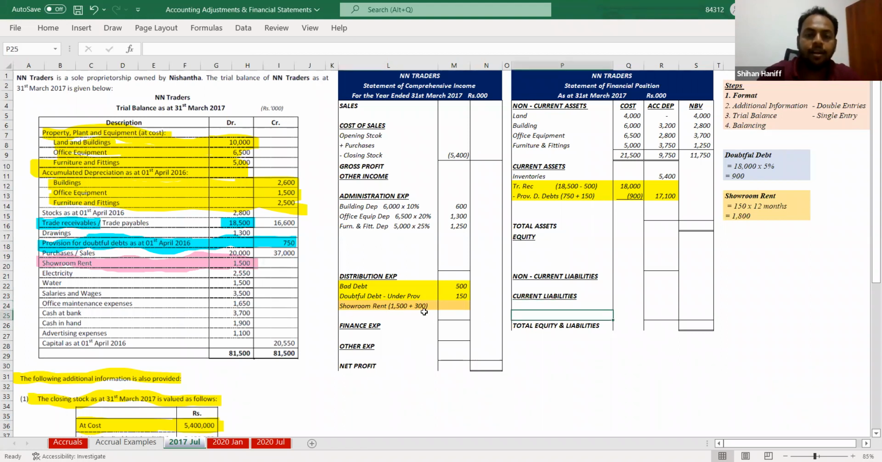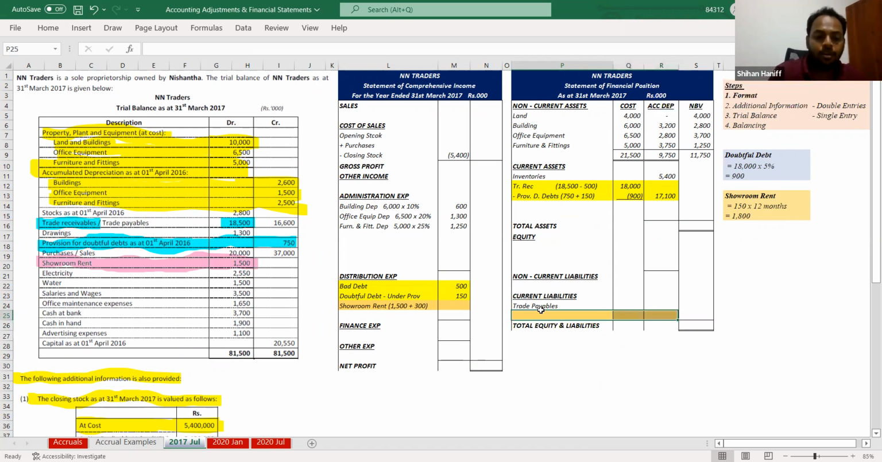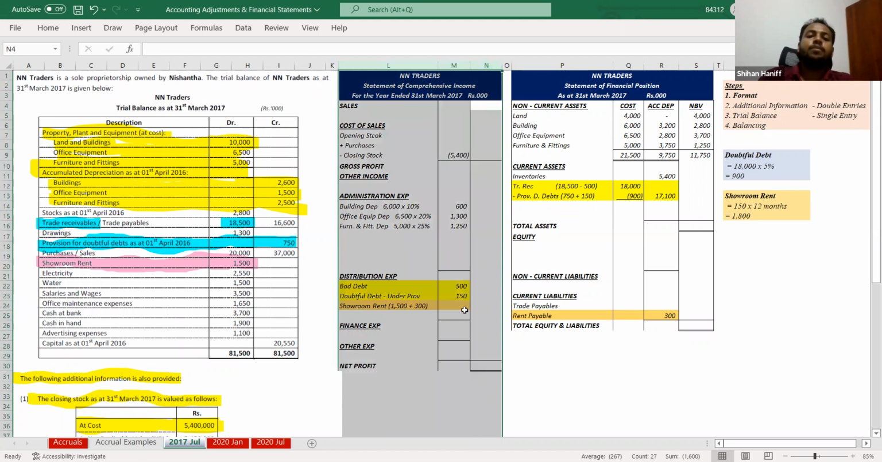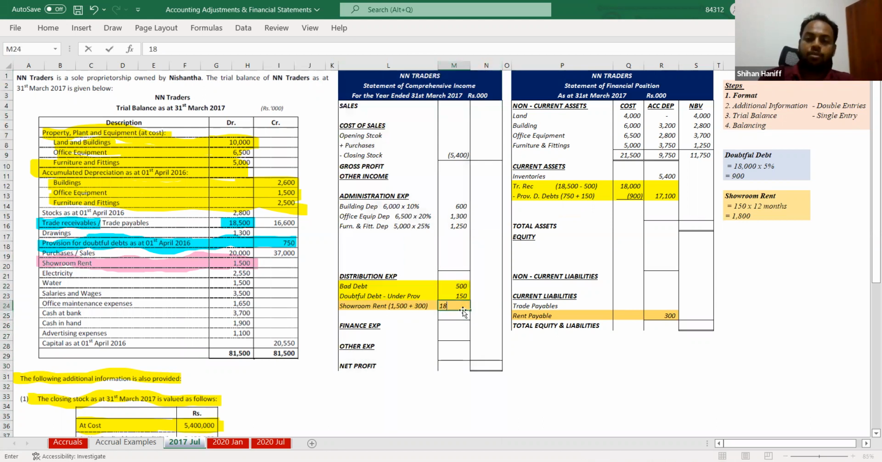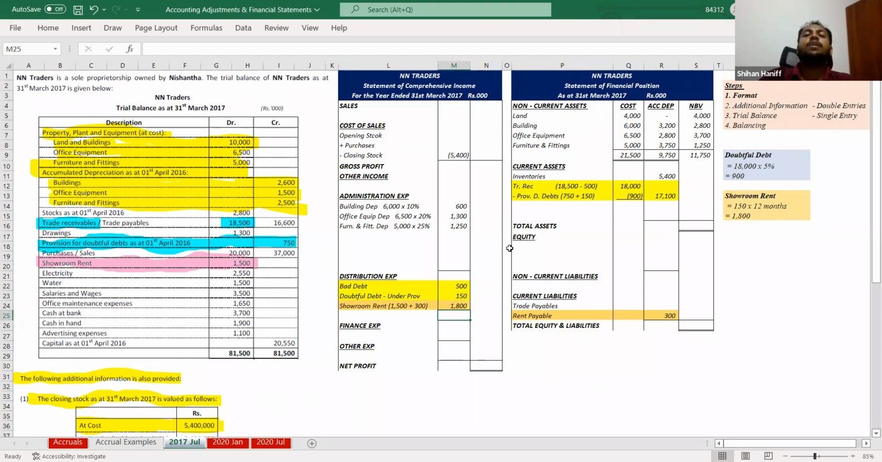And the 300 is a current liability. Keep one space for trade payables, and after that we can report showroom rent payable, 300. Right. So the total amount goes to income statement, 1,800. That's all. So that's how we prepare the financial statement.